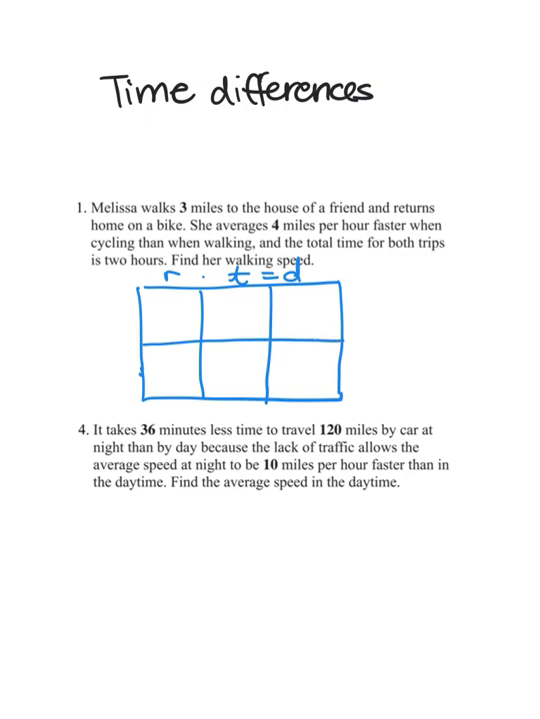Melissa walks 3 miles to the house of a friend and returns home on a bike. So she's walking and she's returning home on a bike. This is 3 miles and this is 3 miles, so that tends to be the same. I can't say it's always going to be the same, but it tends to be. She averages 4 miles an hour faster when cycling than when walking. So if she is walking, we'll call that R, but if she is biking, she's faster.